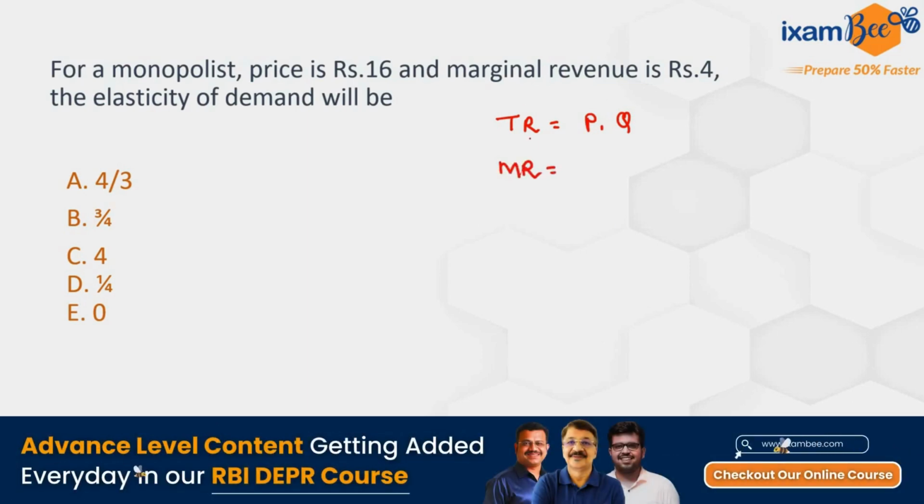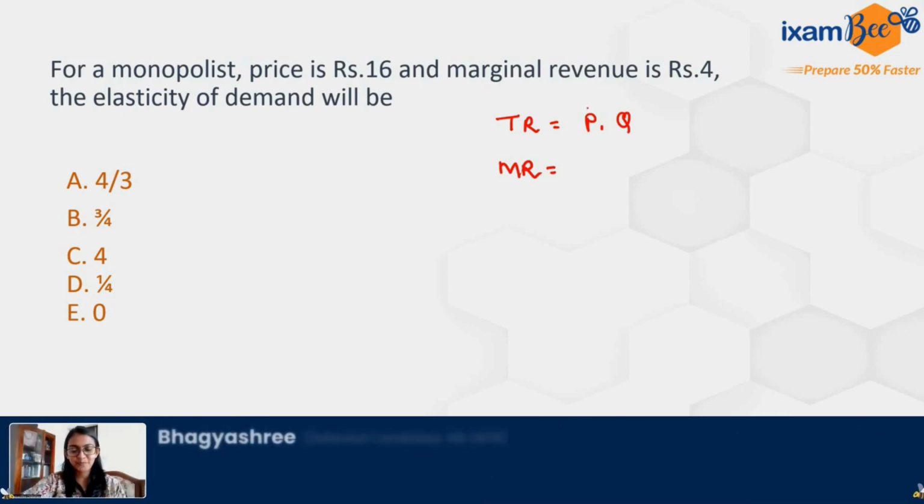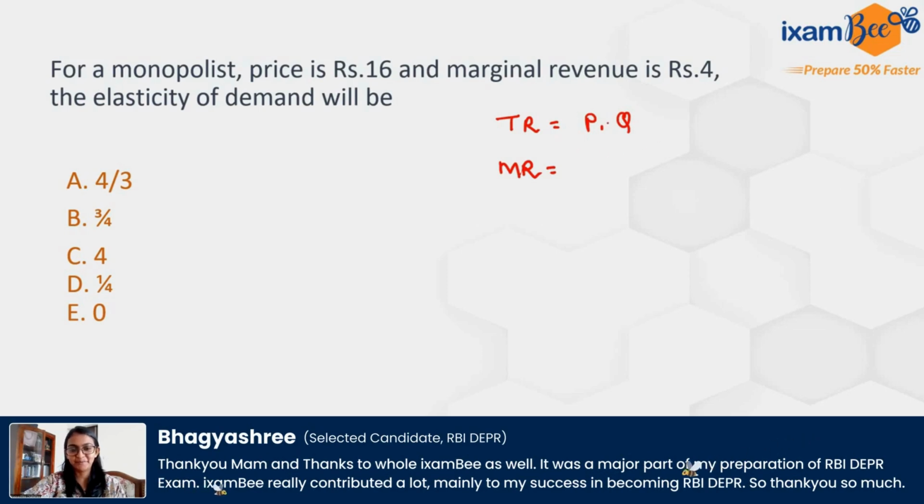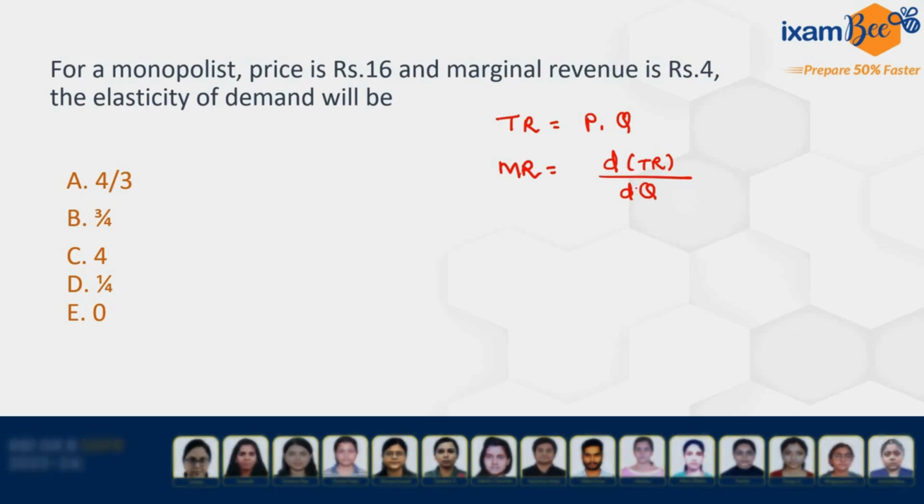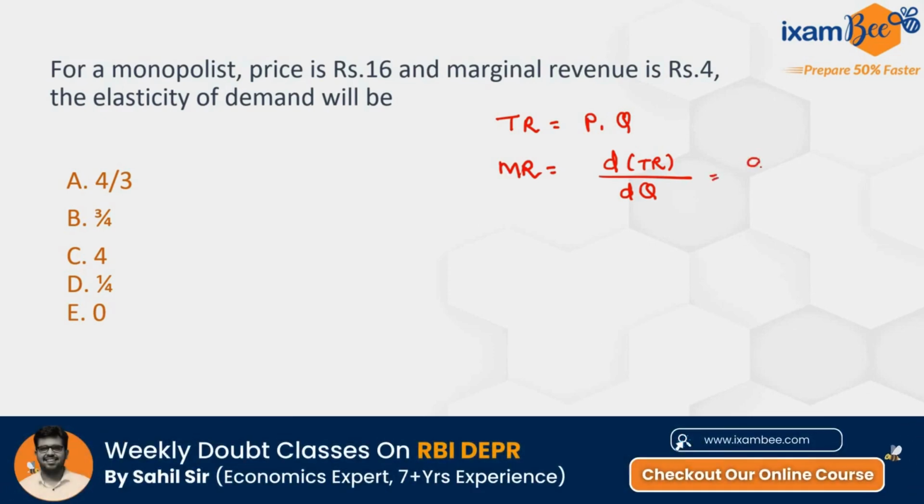Marginal revenue is the addition to total revenue. If you have clarity about differentiation, you would know how to get marginal revenue from total revenue: you differentiate the total revenue function. Differentiating the total revenue function with respect to quantity gives marginal revenue, because for a change in the quantity, the change in total revenue is given by marginal revenue. Now in place of total revenue, I can write P times Q, so MR = d(P×Q)/dQ.